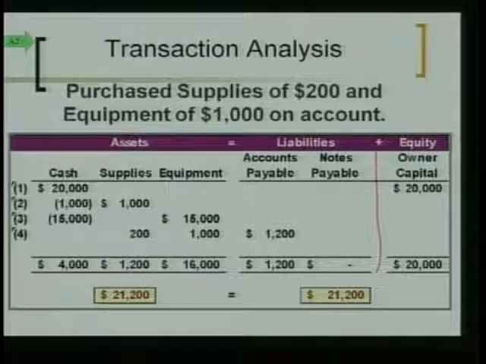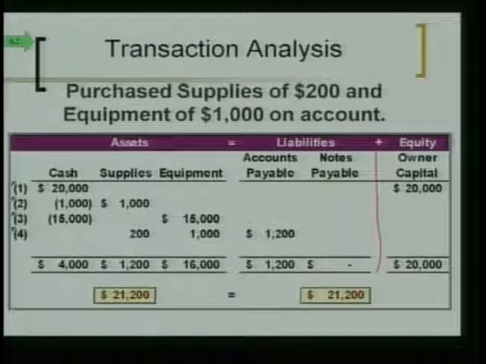I want to introduce a concept to you known as dual entry accounting. What that means is that every transaction has to affect at least two accounts. Otherwise, you can't stay in balance, right? So every one of these first four transactions that we've analyzed affected at least two accounts. Now, in transaction number four, there were three accounts affected. That's fine.